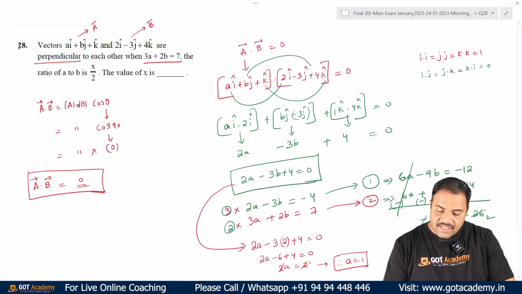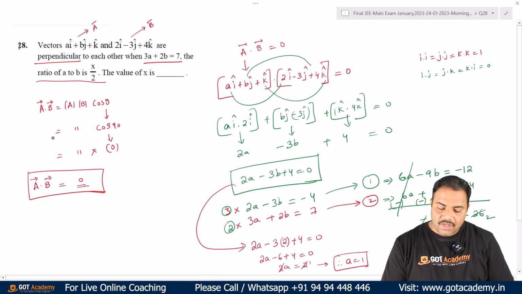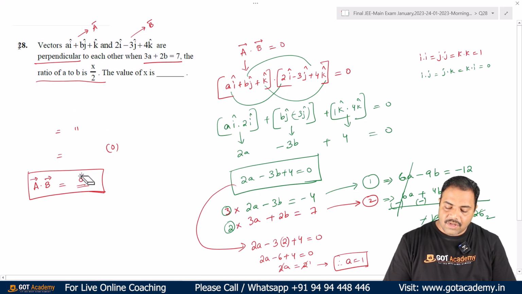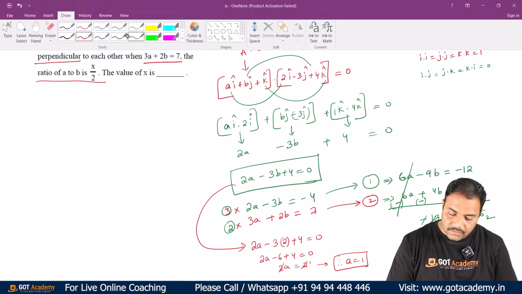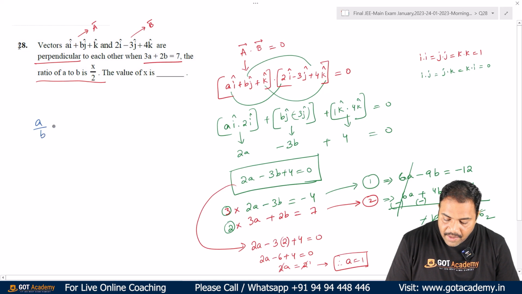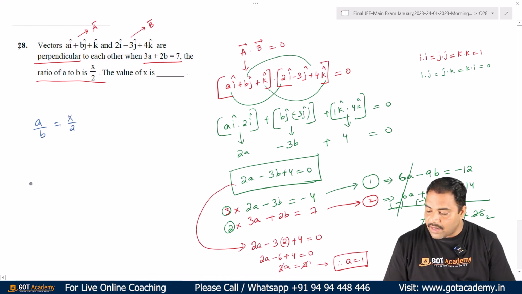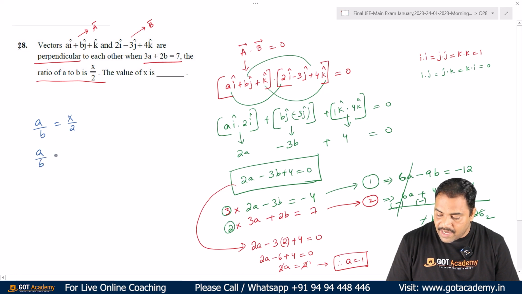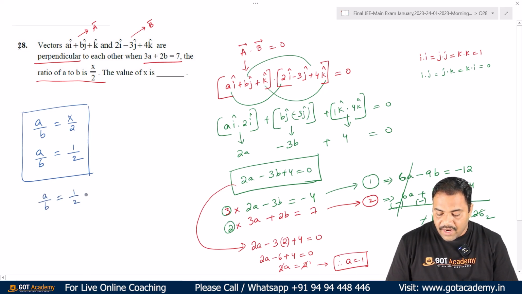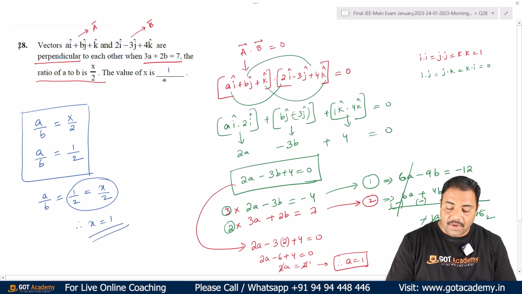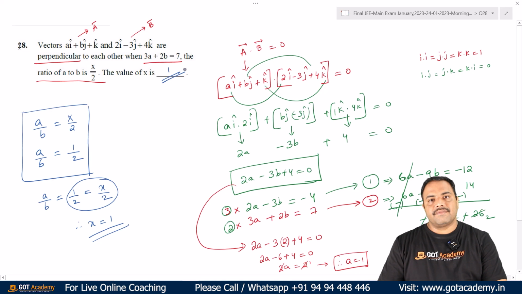What was given in the question is that the ratio of a to b is x by 2. So the ratio a by b equals x by 2. This is what was given. But as per our analysis, a is 1 and b is 2. So let us compare these two. a by b equals 1 by 2 equals x by 2. So with 2 in place of 2, in place of x there is 1. So the answer for x is nothing but 1.